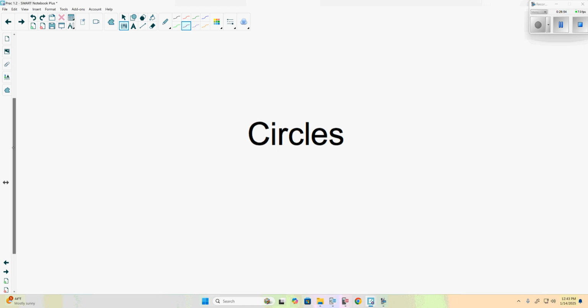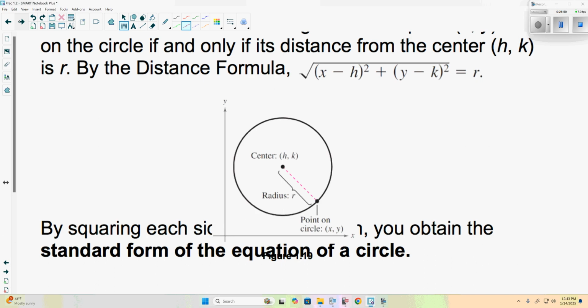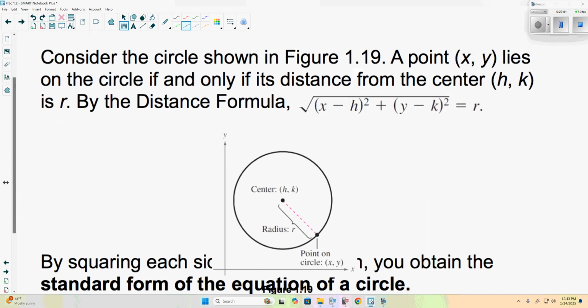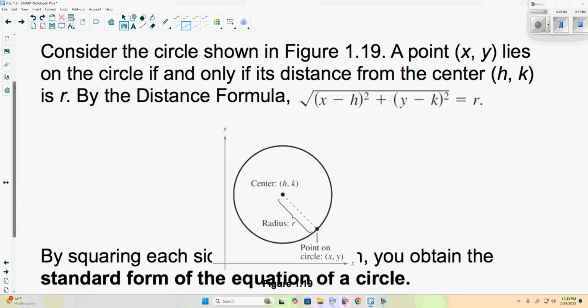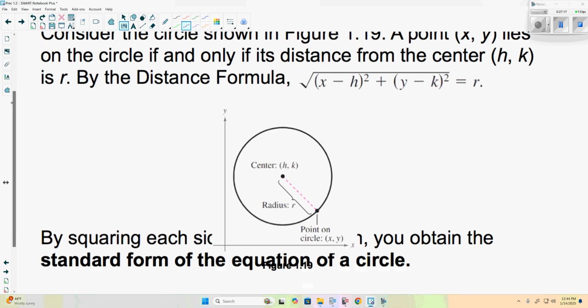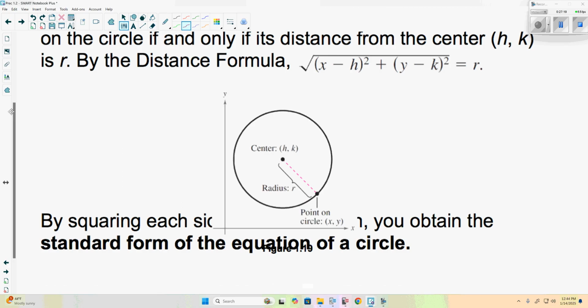Last thing we're talking about is circles. Consider the circle shown in this figure here. Point x comma y lies on the circle if and only if the distance from the center is r. The distance formula we have here, we worked with it in the first section. By squaring each of the sides, you can obtain the standard formula of the equation of a circle.